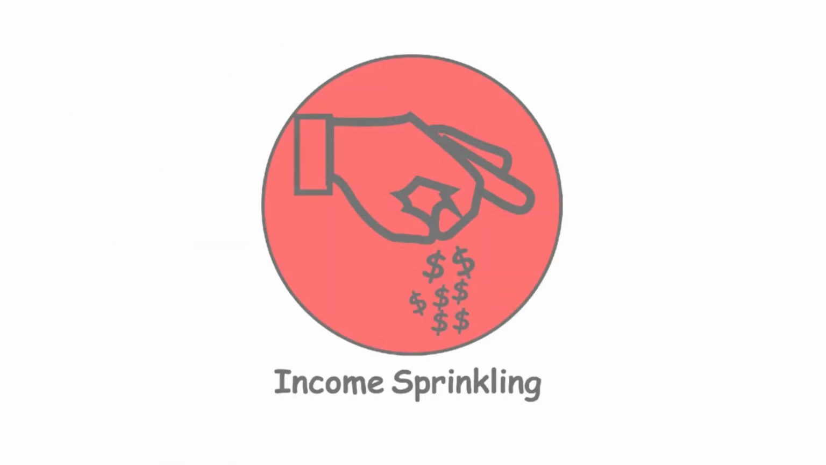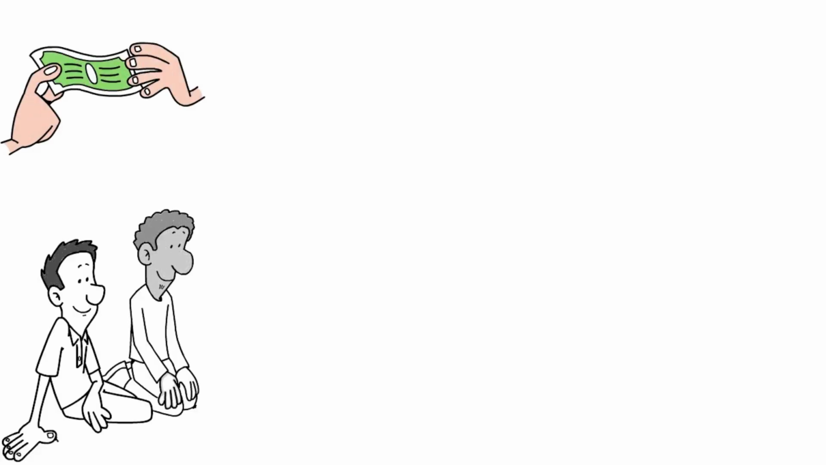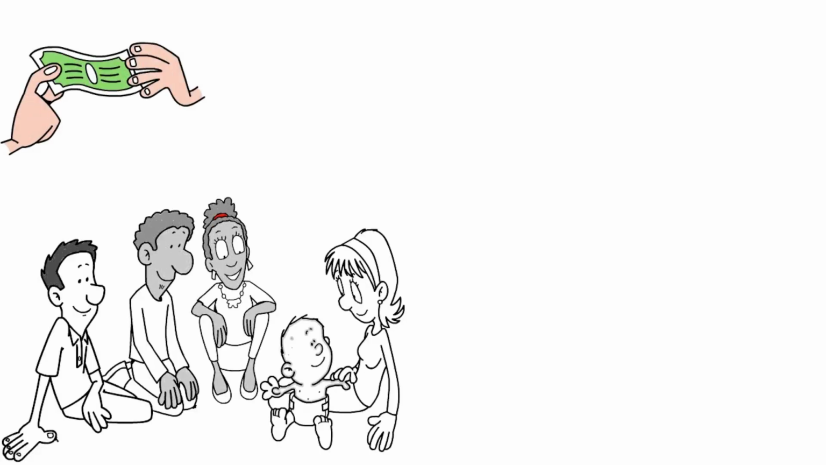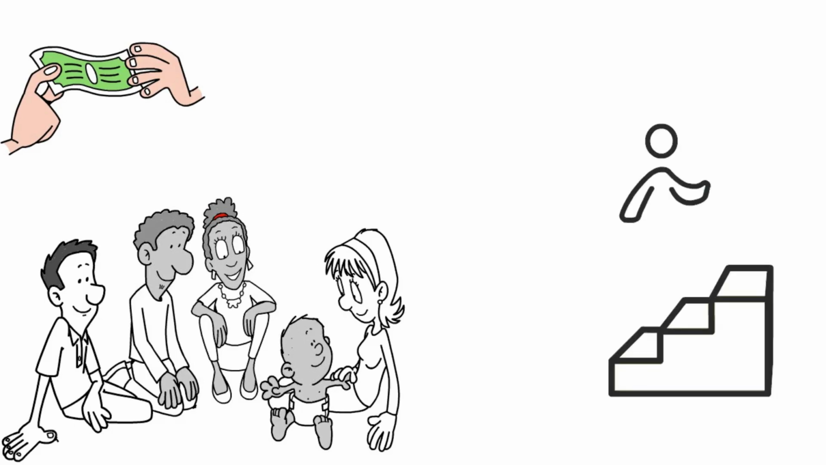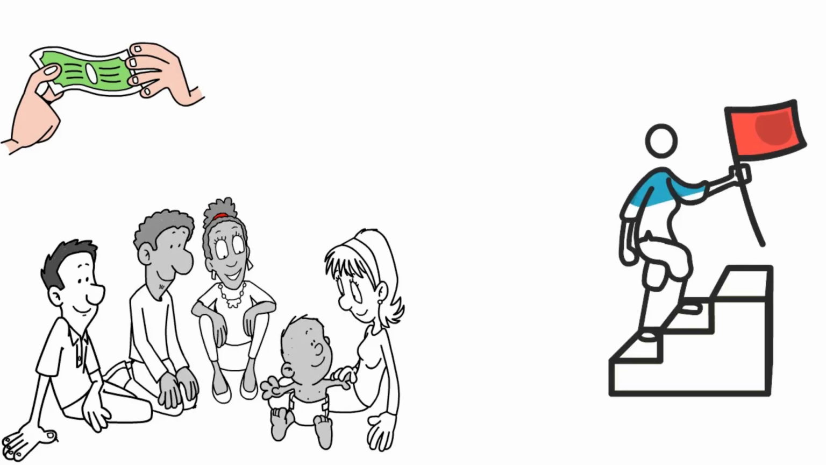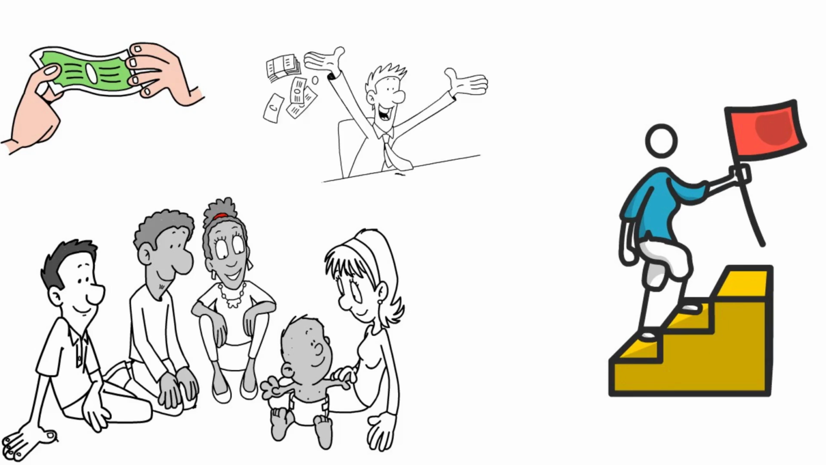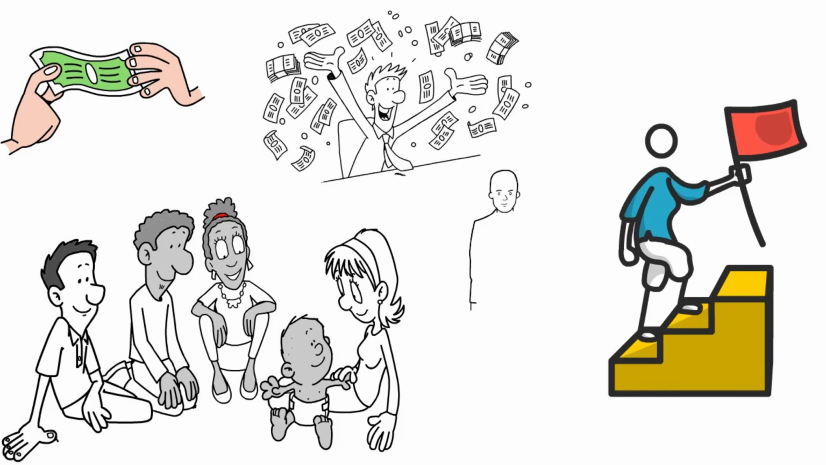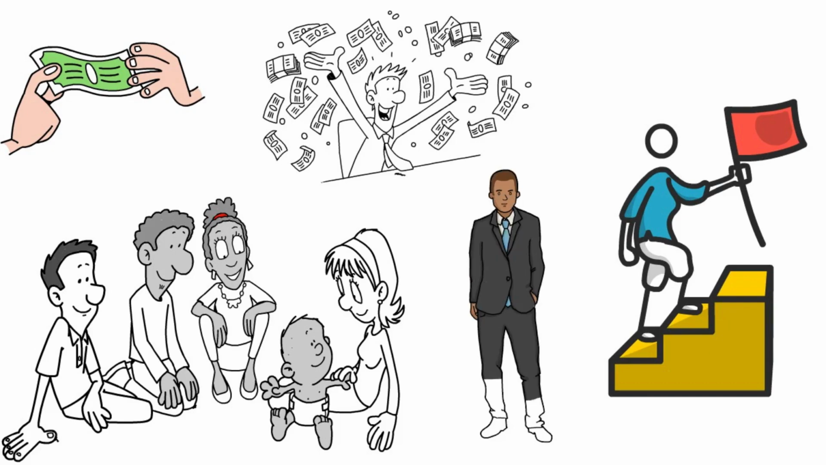Income sprinkling. Income sprinkling involves distributing income among family members or related entities to take advantage of lower tax rates or tax brackets. This can be achieved through dividends, salaries, or other forms of compensation, and is often used by high-income individuals or business owners to reduce overall tax liabilities.